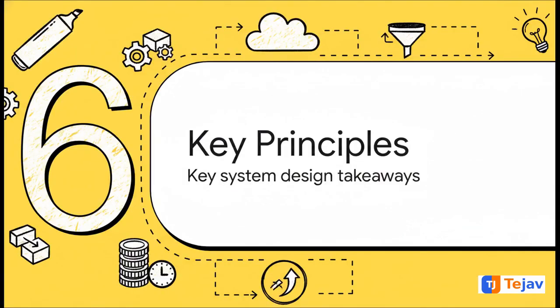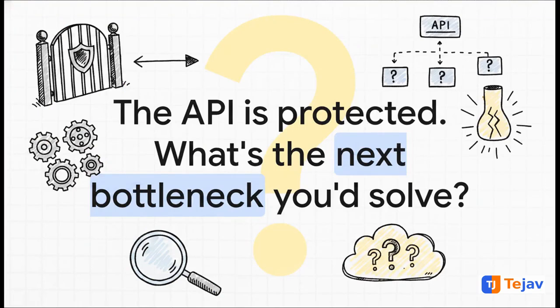Okay, let's bring it all home. These are the key principles you need to remember whenever you're talking about rate limiting. So, there you have it. Rate limiting is your system's front door security guard. It protects you from overload and makes sure everyone plays fair. But a great system designer is always thinking 2 steps ahead. So I'll leave you with this question to chew on. Now that you've secured the front door, what's the next bottleneck? Where does the system break next?